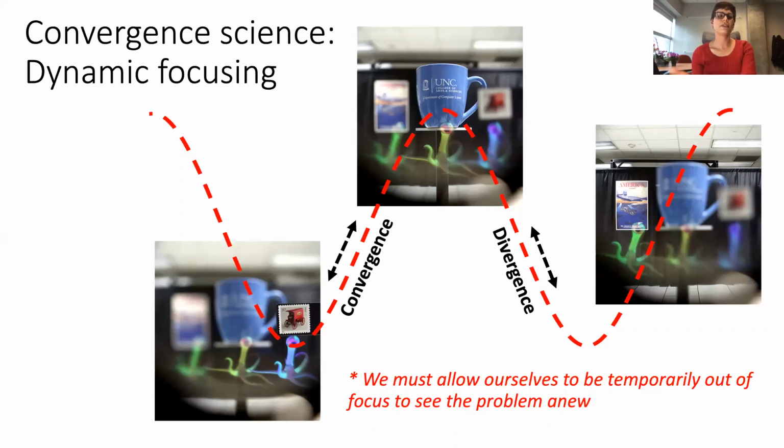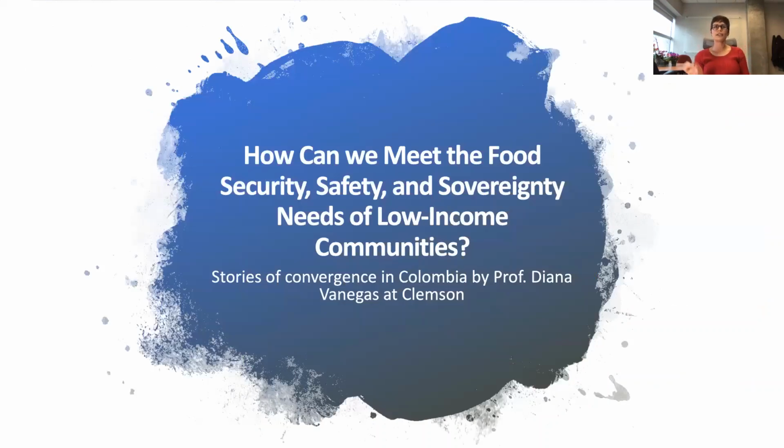So I'll give you a couple of examples and hopefully try to emphasize that to be able to do that, you have to obviously understand the context that you are in, the culture, and most important, the people that are involved in that. So how can we meet the food security, safety, and sovereignty need of low-income communities?